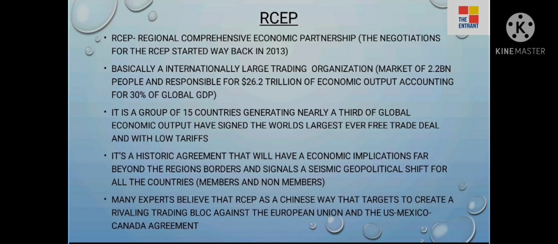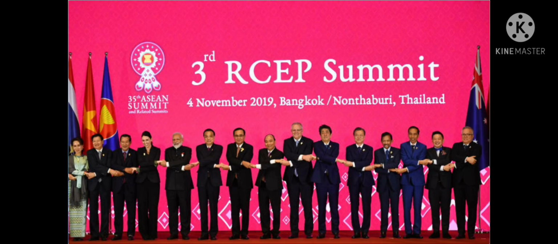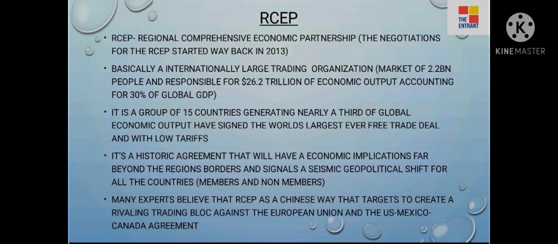In this slide, we will know what RCEP actually is. RCEP can be expanded as Regional Comprehensive Economic Partnership. The negotiations for RCEP started way back in 2013. RCEP is basically an internationally large trading organization, a market of 2.2 billion people and responsible for $26.2 trillion of economic output, accounting for 30% of global GDP. That itself shows RCEP as a huge playground for business and investors.